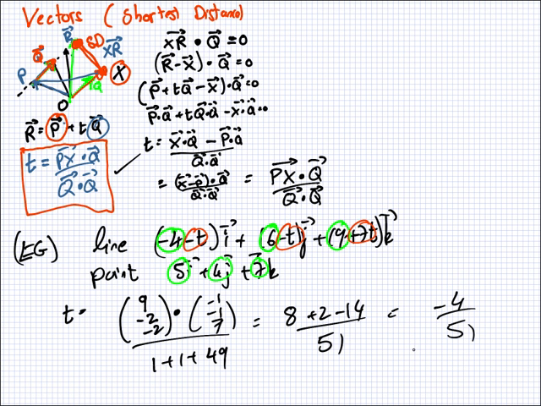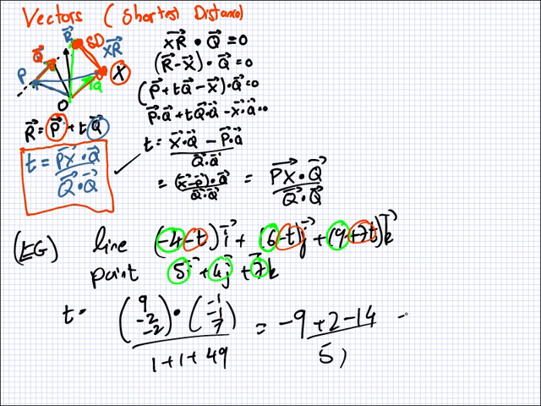Oh my goodness, sorry. Try again. It's minus 9 plus 2 minus 14 over 51. Minus 9 plus 2 is minus 7, so minus 21 over 51.